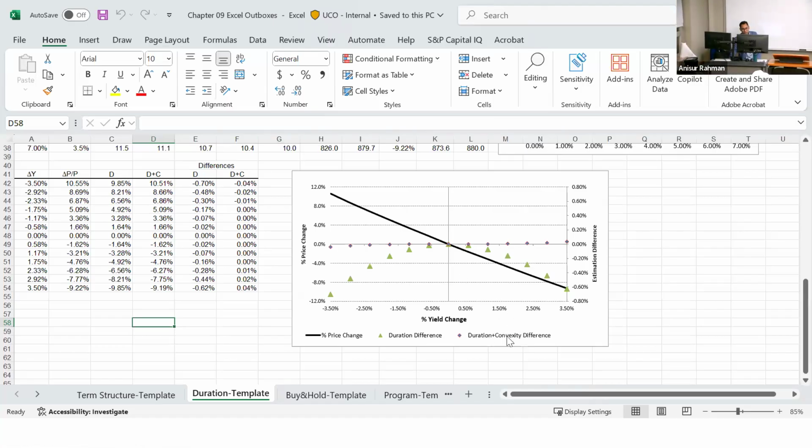When you use duration and convexity, even at higher level of yield changes, we get very close estimate. But if you use only duration, then they increase as magnitude of yield changes increase, either direction, negative or positive, right? So that basically is just saying, in summary, that we need to capture both duration and convexity for larger magnitude of changes in either direction, okay?